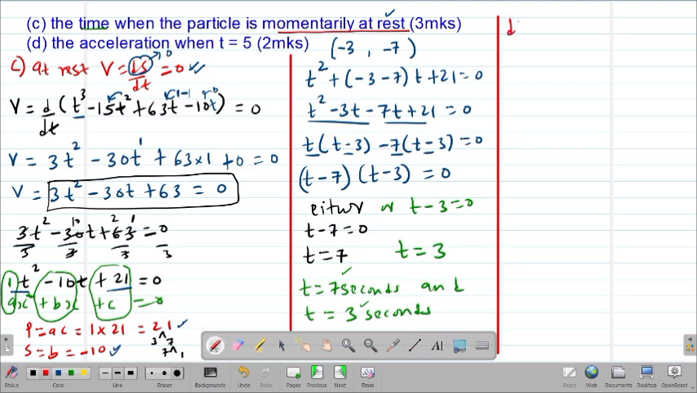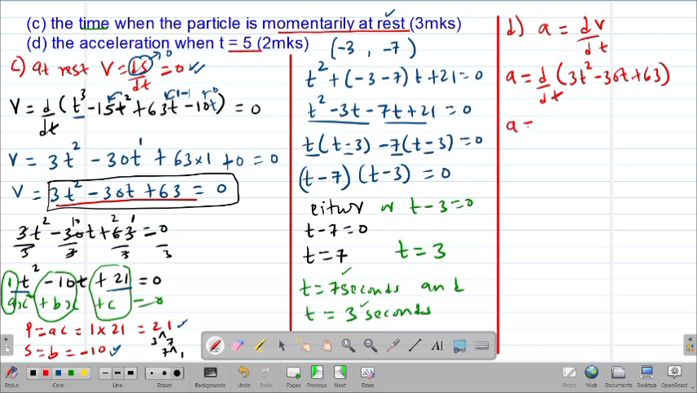Then we look at part D of the question, whereby we are told to find the acceleration when t is equals to 5. Of course, you can't get acceleration unless you have the velocity, because you know that acceleration is dv over dt. So this one simply means that our a will be equal to d over dt into the equation for velocity. We already have it here. It is 3t squared, then minus 30t, then of course plus 63.